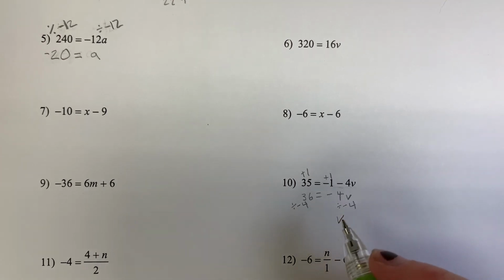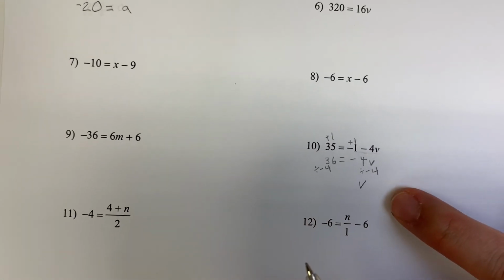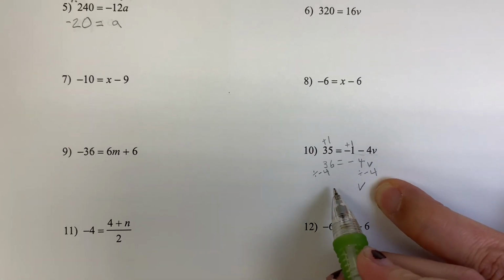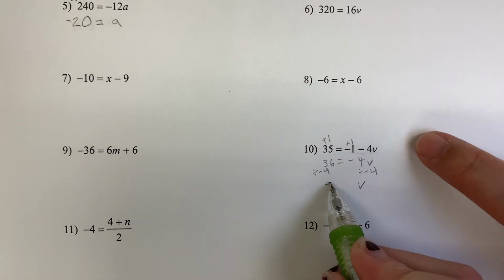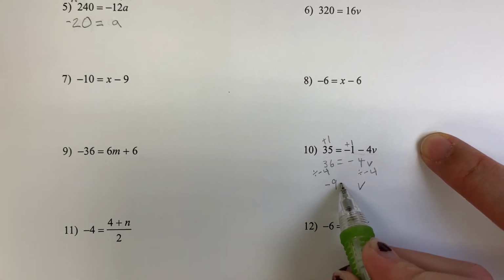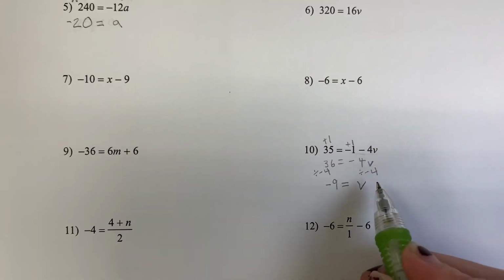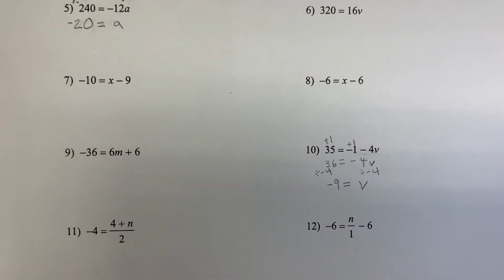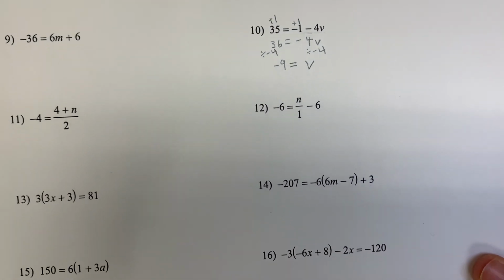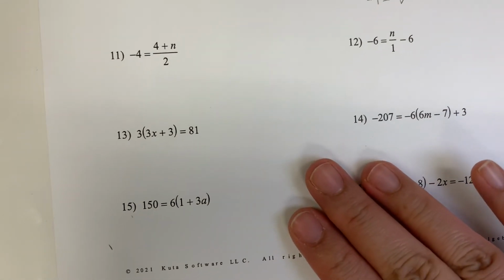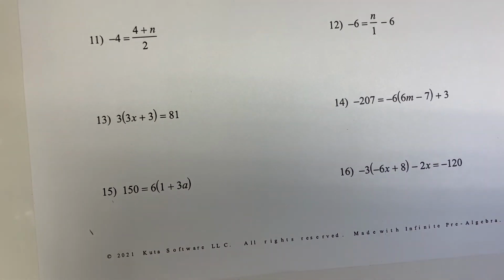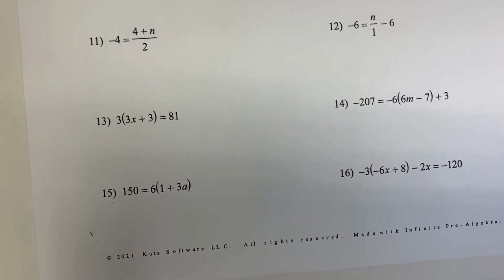Okay, so where are we? You divide by negative 4, so you have V equal to negative 9. Is it negative? Yeah. Just V. Okay, so negative 9 equals V. Cool. Okay. What's next? Which one? Among these, the 13, 14, 15, and 16. Which one do you want to do?